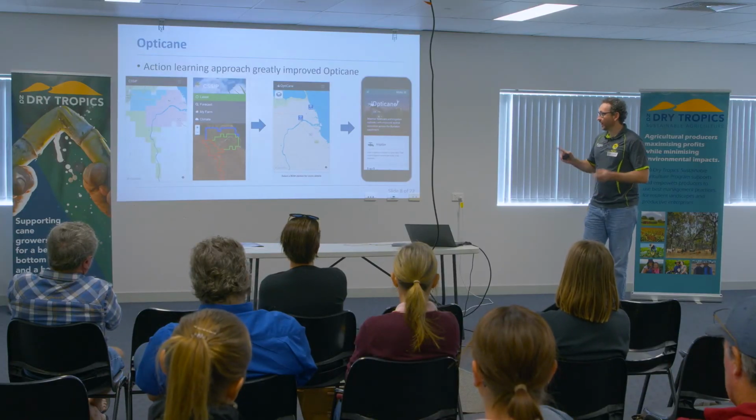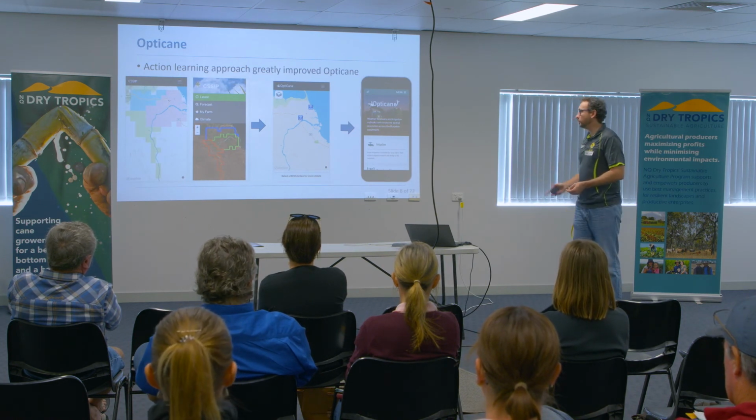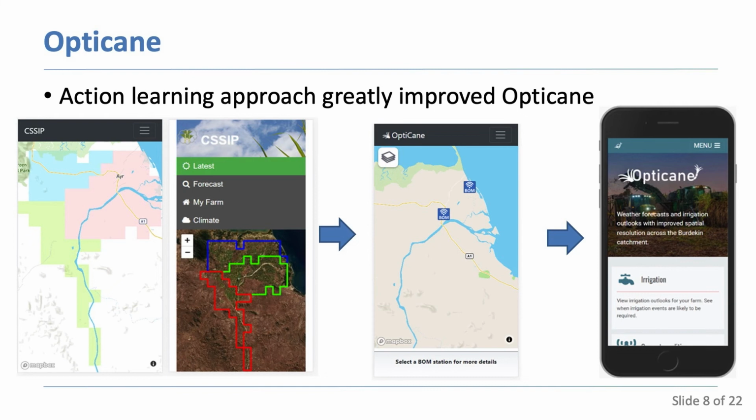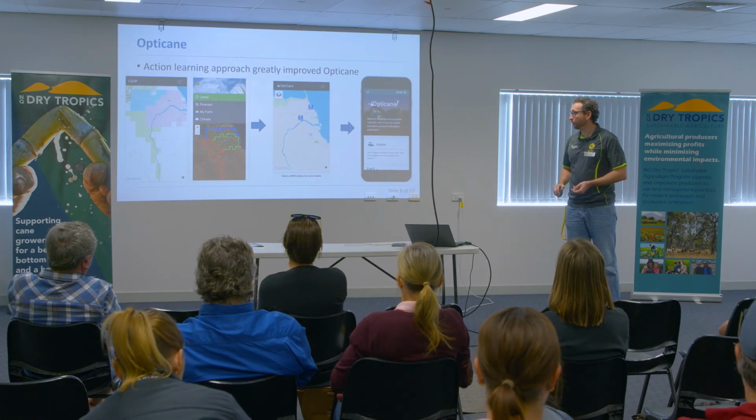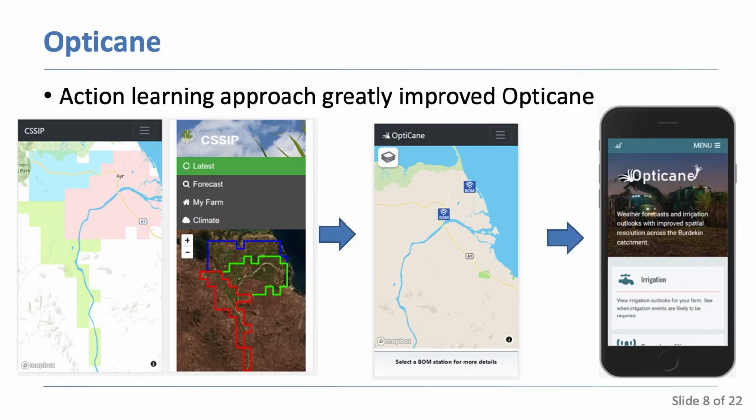This is apparently an important part of growing sugarcane. This was just to show our action learning approach and the importance of getting continuous feedback from growers. As I said, the app did not look great to start with. The far left there, the original project, CSIP, I helped build that. That was my first foray into trying to build these things. The flash one on the end, that's our IT guy. He knows what he's doing, obviously.